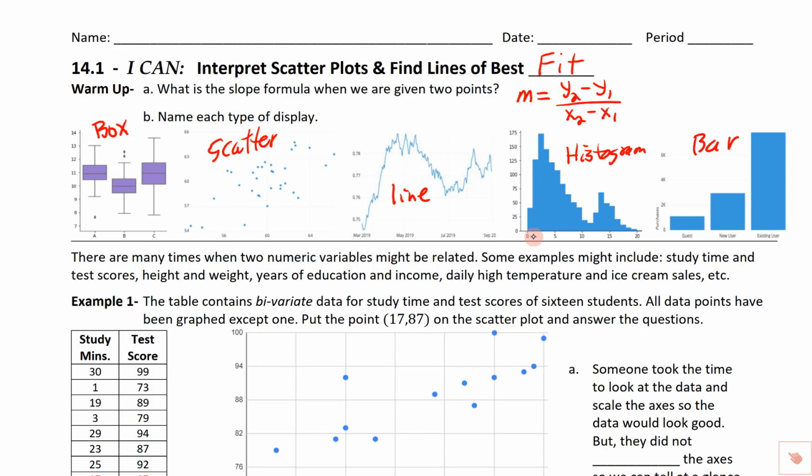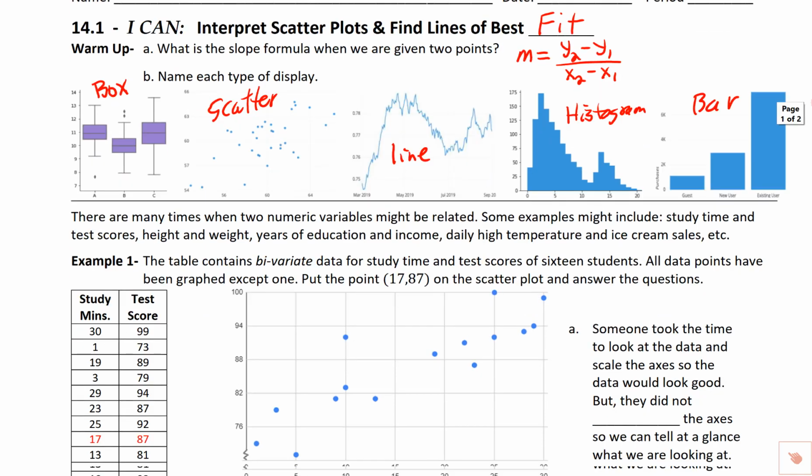Now, there are lots of times when two numeric variables might be related, and some examples of this might be things like study time and test scores, height and weight, years of education and income, maybe the daily high temperature and the ice cream sales. There's a whole bunch of different times when two variables would be related, and that's where scatter plots come in handy. So right now we're going to review some stuff that you learned in 8th grade, and just a warning about this entire unit and really data and statistics in general. It does take a fair amount of time just to explain how to do this stuff, but it's actually pretty easy. It takes longer to explain than it actually does to do it.